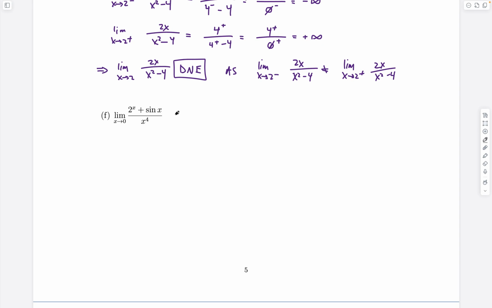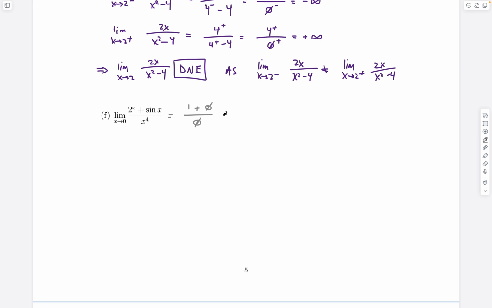Now, as usual, we'll want to go ahead and do direct substitution, plug in 0, and see if we get an indeterminate form that requires us to do more work. 2 to the 0 is 1. Sine of 0 is 0, right? We've got to go back to our unit circle. Sine of 0 is 0. Divided by 0 to the 4 would be 0. So what I notice is I'm getting 1 over 0.